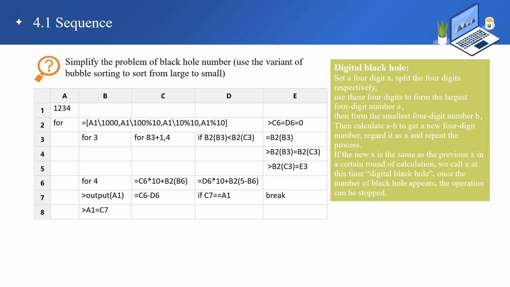With sequence and its sorting ability, we can simplify the previous problem of black hole number, and use the variant of bubble sorting to sort. Here it is to sort from large to small. With sequence, we can use loop B6 to D6 to calculate the 4-digit number. Before that, we need to fill C6 and D6 with 0, that is, the cell E2, and then we can correctly calculate the maximum and minimum 4-digit numbers through the loop of B6 to D6. In cell E2, as mentioned before, A equals X is also regarded as a calculation expression, and will have a value. D6 equals 0 will be calculated as 0 at the same time of assigning 0 to D6, and then it is assigned to C6. As a result, both C6 and D6 become 0.